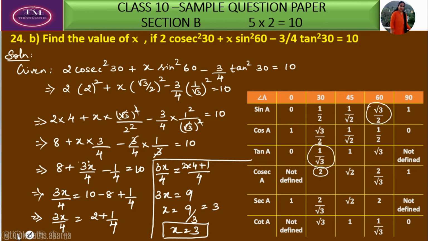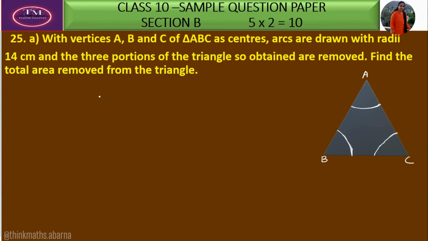So moving on to the next question, 25th. So in 25th, we have internal choice. Either you can answer A or B. Okay. So here, what is the first one? With vertices A, B and C of triangle ABC as center, arcs are drawn with radii 14 centimeter and the three portions of the triangle so formed are removed. Find the total area removed.